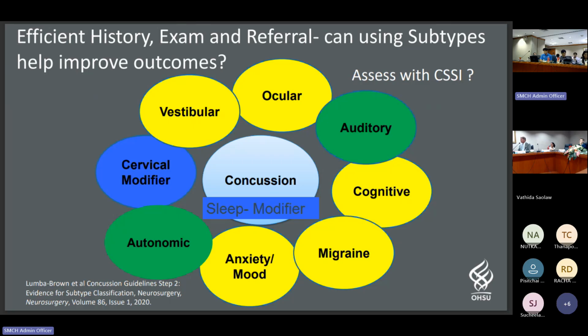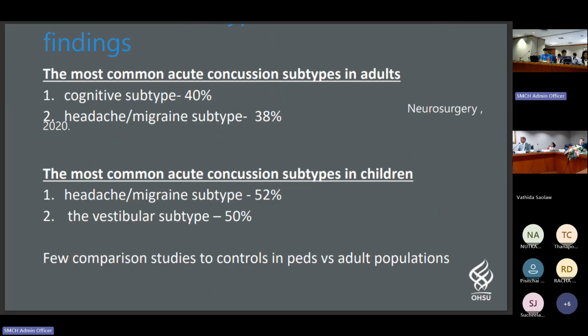The ones in blue are what we call modifiers, which are cervical injury, and a lot of people get a neck injury as well when they hit their head or have an acceleration-deceleration injury. And most people have sleep problems as well, which is more pervasive. So we call that a modifier versus a primary problem. We've also been developing autonomic and auditory subtypes. We'll come back and show this slide a little bit later because it's the basis for how you approach the treatment strategies.